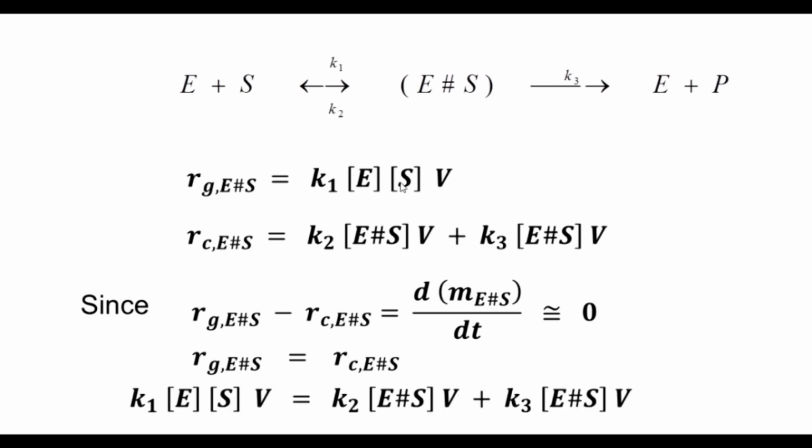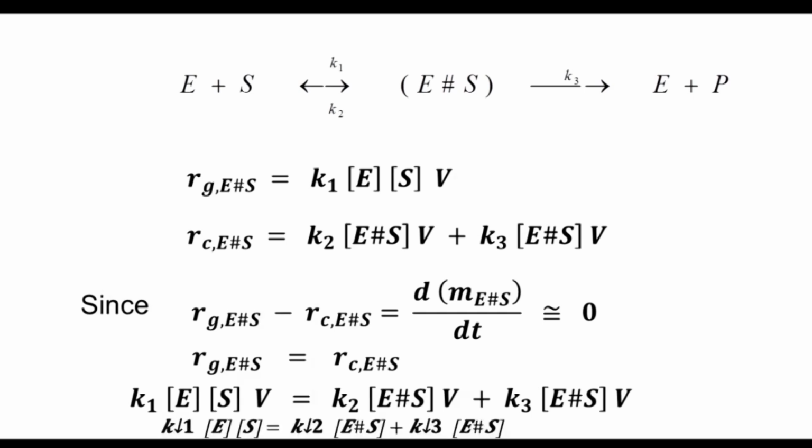Replacing the rates by the concentrations, K1 into E into S, both are concentrations into volume, equals K2 into enzyme substrate complex concentration into volume plus K3 into enzyme substrate complex concentration into volume. The volumes are the same, therefore they can be cancelled, and therefore you get K1 into E into S equals K2 into ES plus K3 into ES.